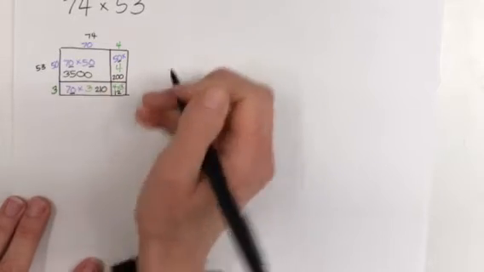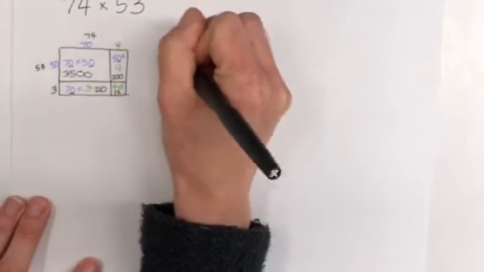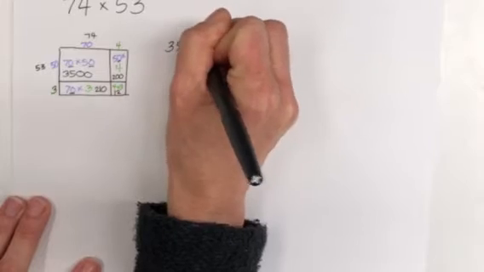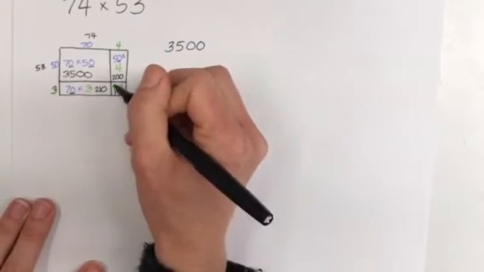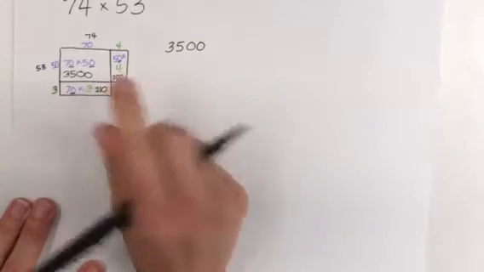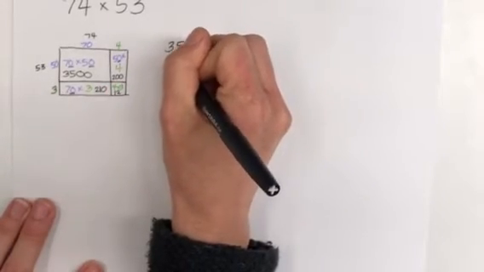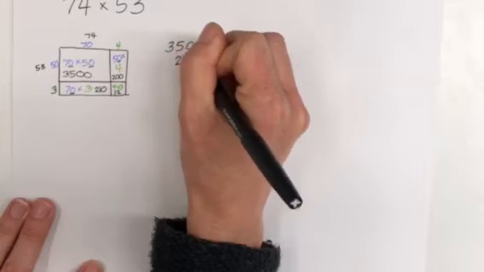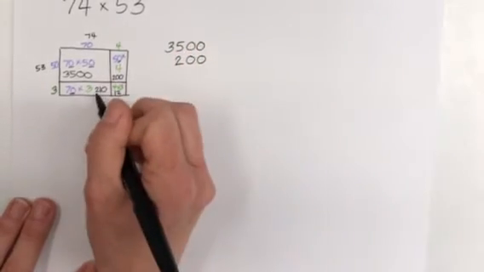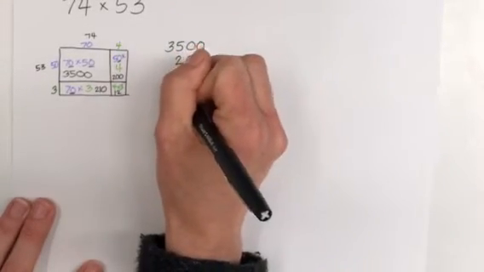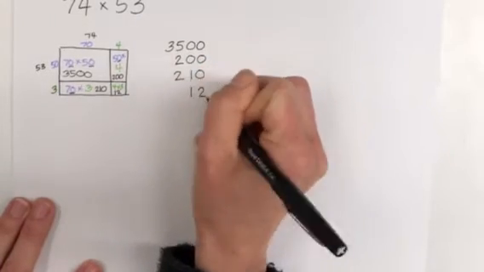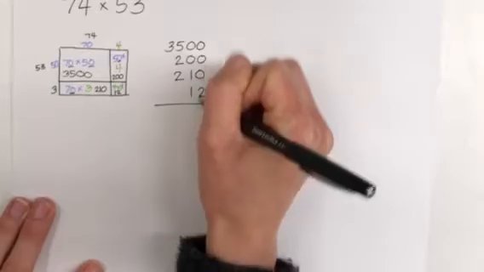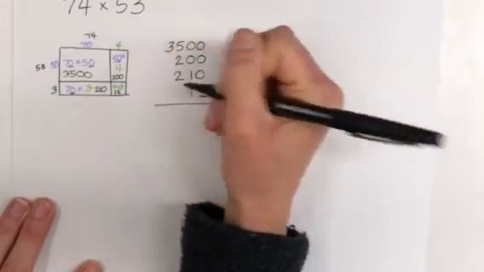Now I'm going to add these all together. I'm going to start with the largest number, 3,500. And remember, when we're doing addition this way, that we want to line up our places. So here I'm going to add 200, making sure the 2 is below the 5 because those are both the hundreds places. 210 and 12. See how I've lined up the ones, tens, hundreds, and thousands.